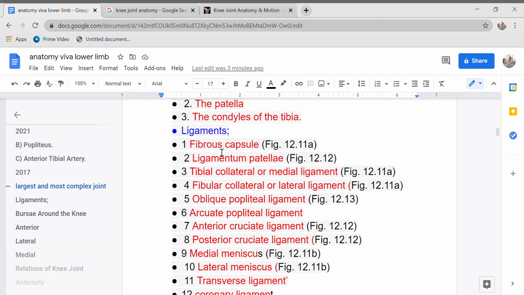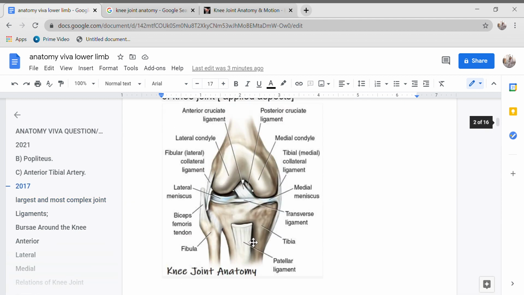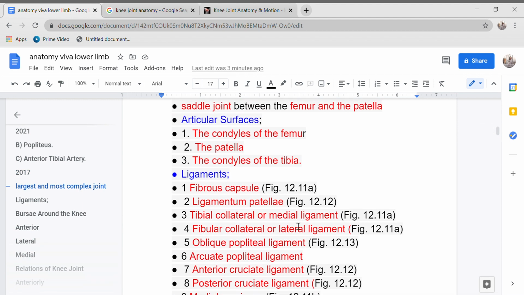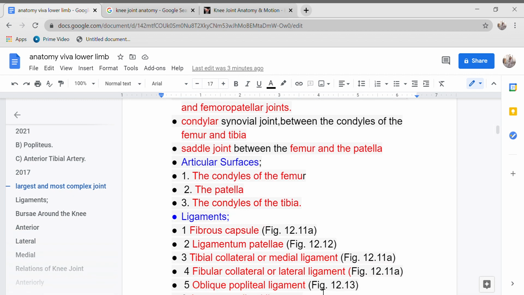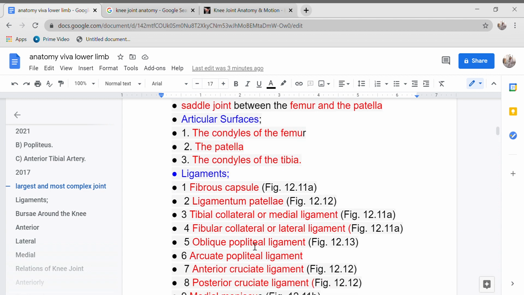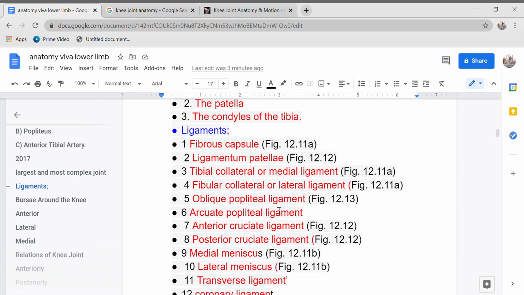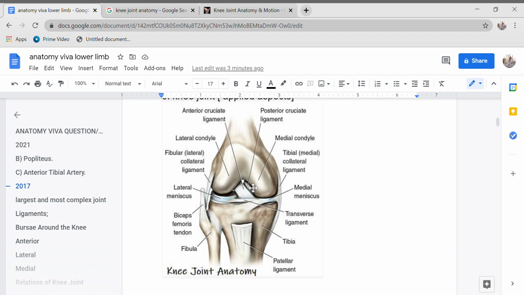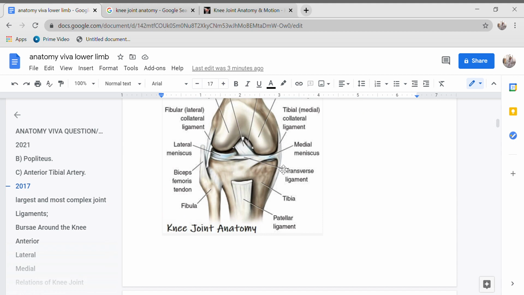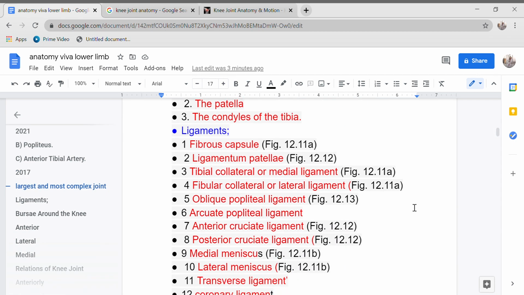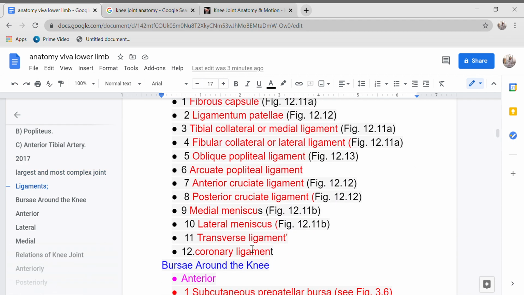So there is a fibrous capsule. There is the ligamentum patellae, or you can call it the patellar ligament. You have a tibial collateral ligament and a fibular collateral ligament. Then there are the oblique popliteal ligament, arcuate popliteal ligament, anterior cruciate ligament, posterior cruciate ligament, the medial meniscus and lateral meniscus, the transverse ligament and coronary ligament. There are 12 ligaments present there.